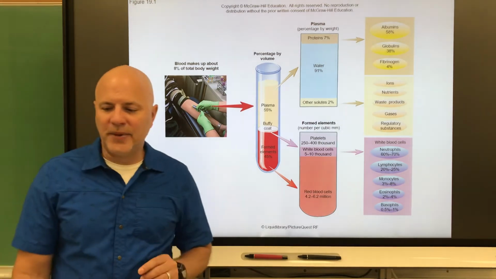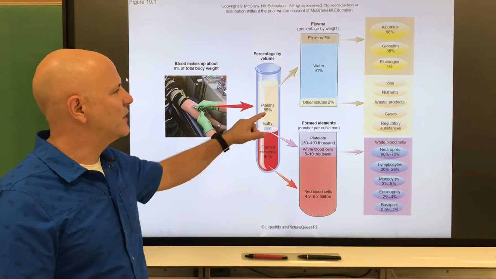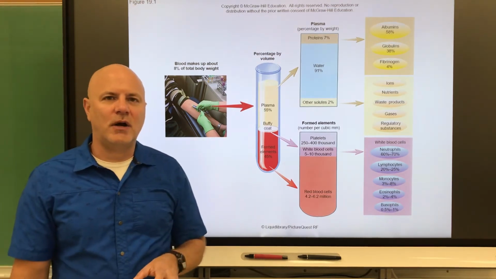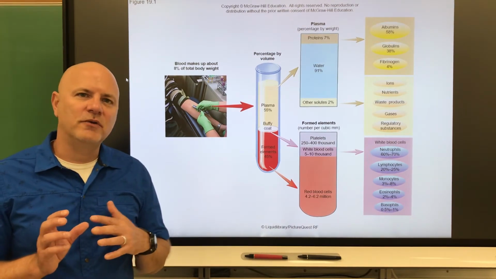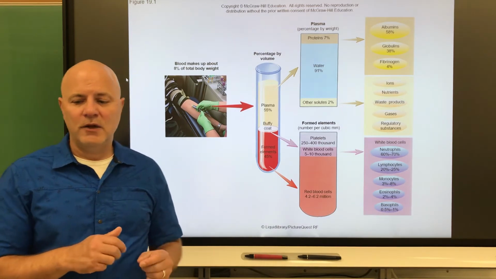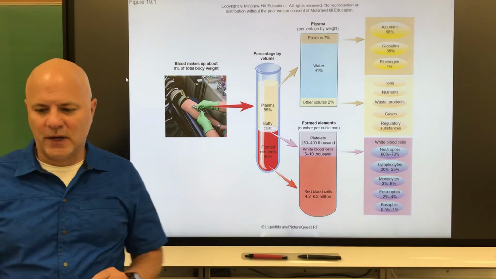So, looking at plasma. Plasma is mostly water. It's 91% water. It is clear and straw colored. Now, a lot of times people use clear for colorless. Clear means you can see through it, okay? So straw colored, it's like a light yellow color.